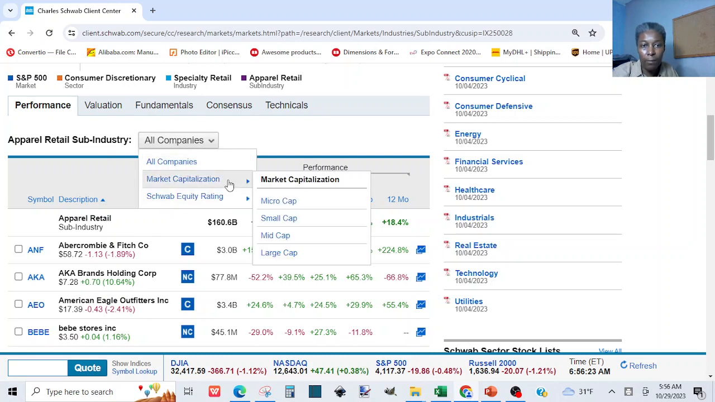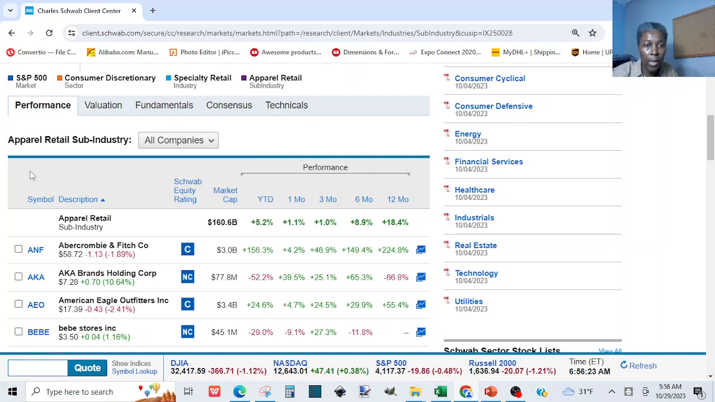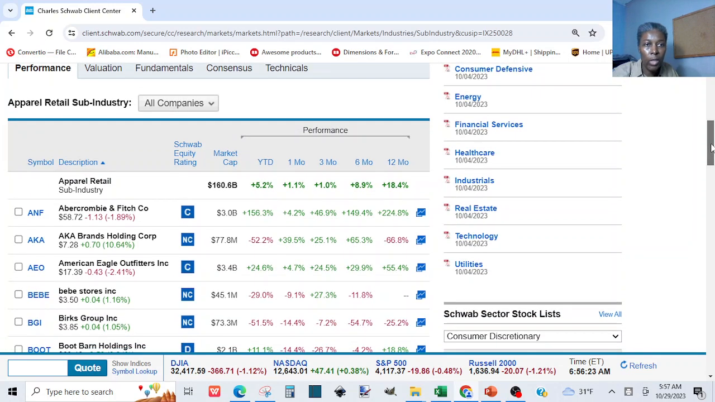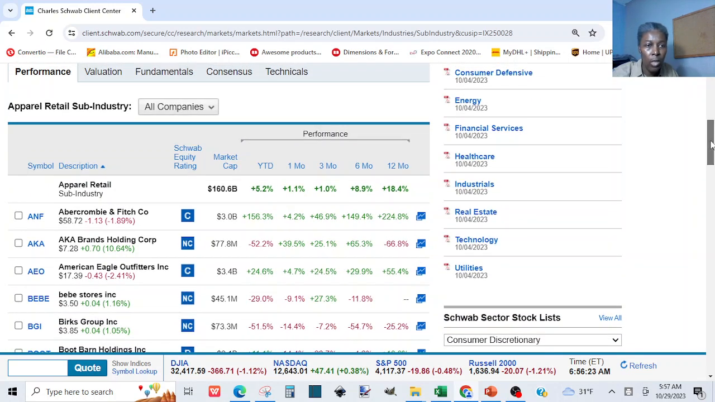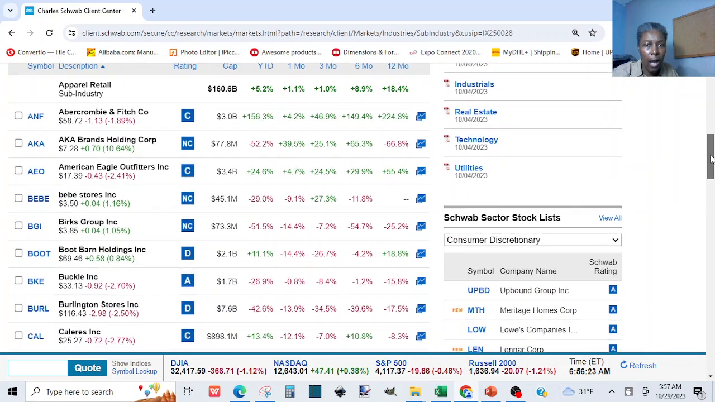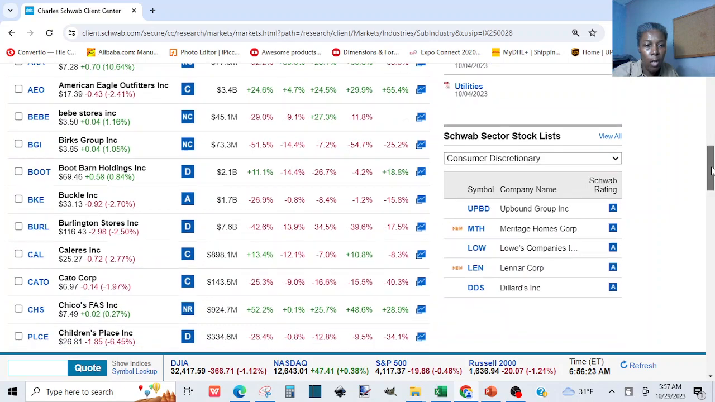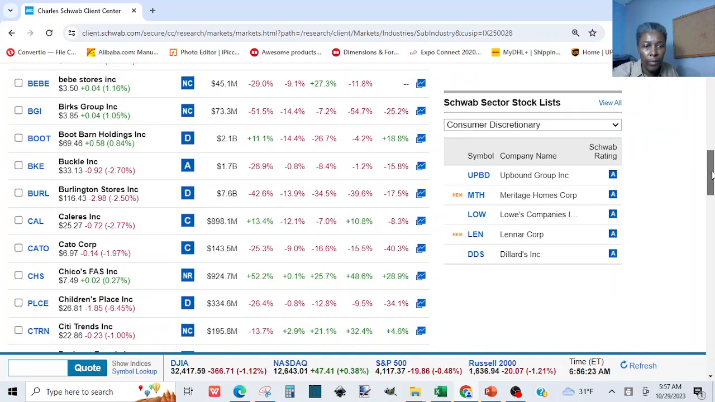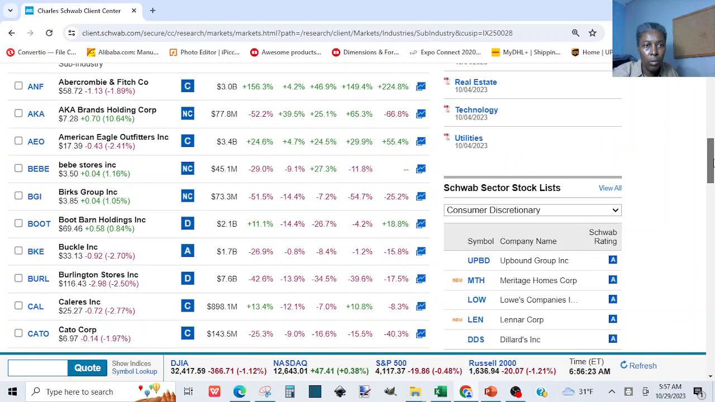You can even narrow them down by market capitalization, but it's not something we use as a criteria to select dividend stock, so we are not going to do that. We are just going to stay within all companies. So from this page, you will click on valuation, but I will just let you see the companies that are in these sub-industries. First, let me wait a few seconds.